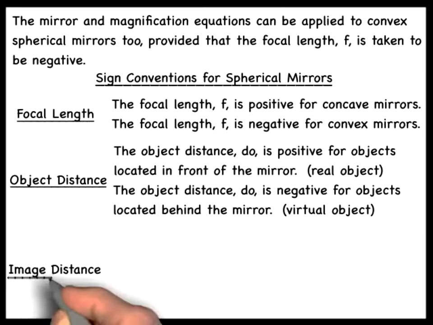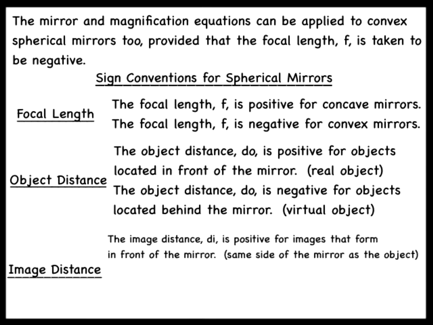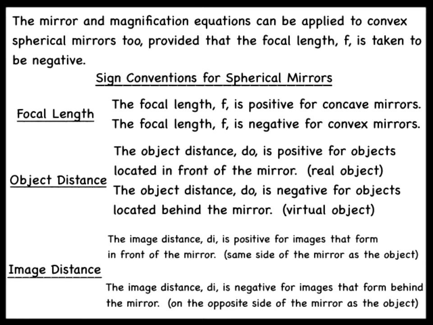The image distance DI is positive for images that form in front of the mirror, which means on the same side of the mirror as the object is. This is a real image. The image distance is negative for images that form behind the mirror, which means on the opposite side of the mirror as the object is. To find the location of this image, the reflected rays will have to be extrapolated back behind the mirror. Thus, this image is virtual.